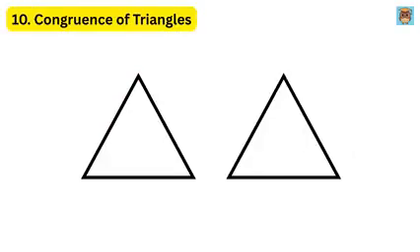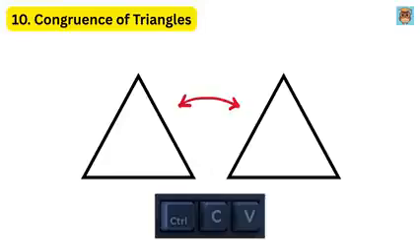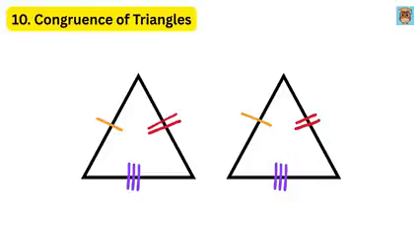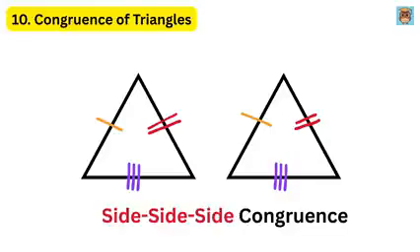Cool! 10. Congruence of triangles. If two triangles have the same shape and size, like copy-paste or like twins, they are called congruent. Triangles can be congruent in different ways. If all three sides are the same, it is called side-side-side congruence.